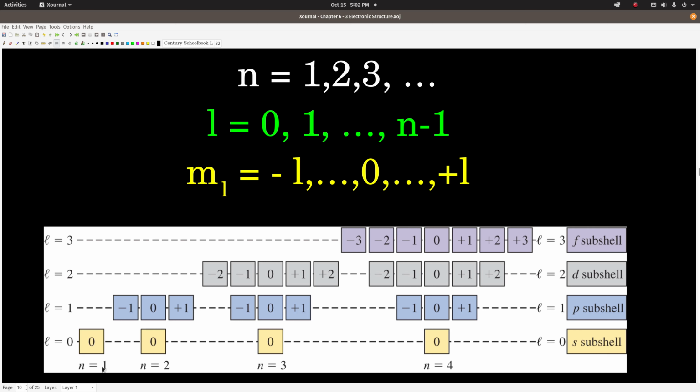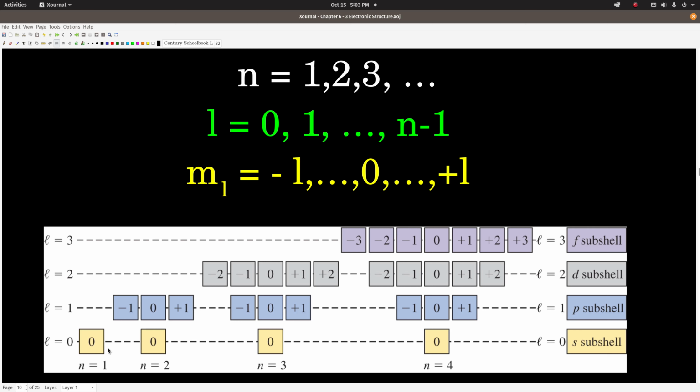When n is equal to 1, that means L can be n minus 1, which means it can only have one value, 0. That means there's only one sublevel at n equals 1. And because m sub L can only be negative L through positive L, m sub L can only be 0. Because m sub L only has one value, there's only one orbital in the n equals 1 level, and L equals 0 or s sublevel. By the way, you'll see levels called shells too. Same thing. A subshell is a sublevel. Same thing. So this is an s sublevel here, n equals 1, only one orbital.